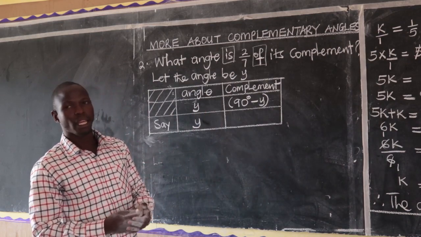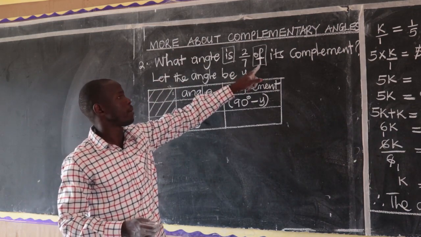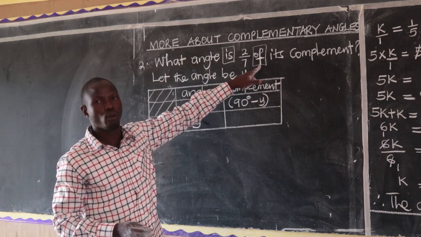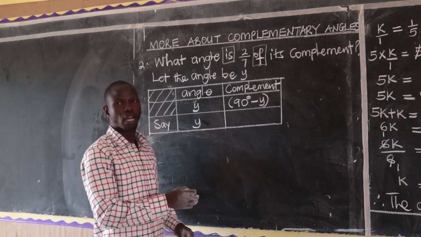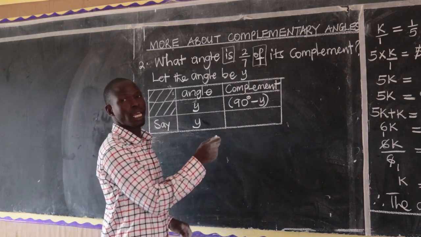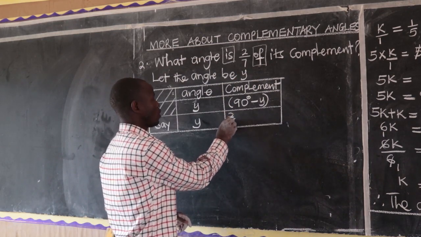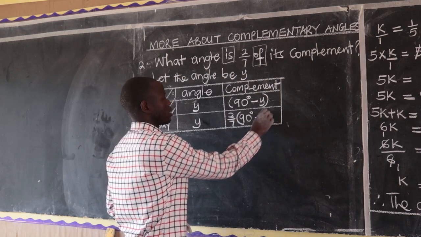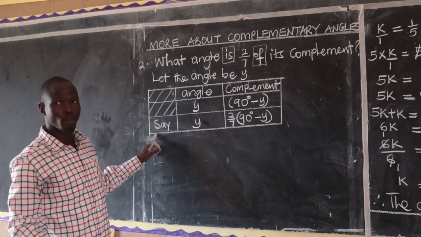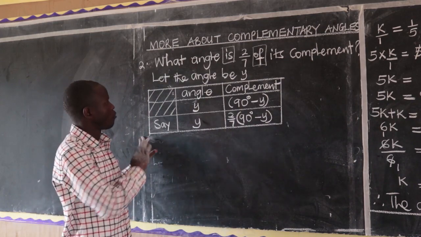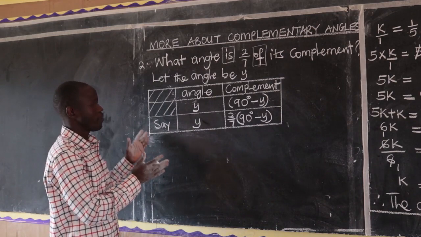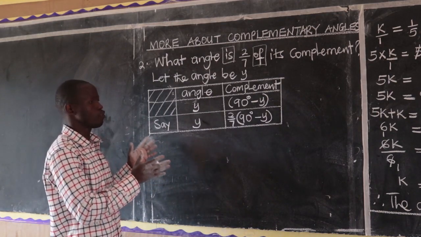But here, the fraction which is to be multiplied according to this preposition with the complement will be introduced before the complement. So that's why we say 2 out of 7 into 90 degrees minus y. So by the time you reach here, you've made a table of interpretation, and this is very good for us if we can afford to make it that way.